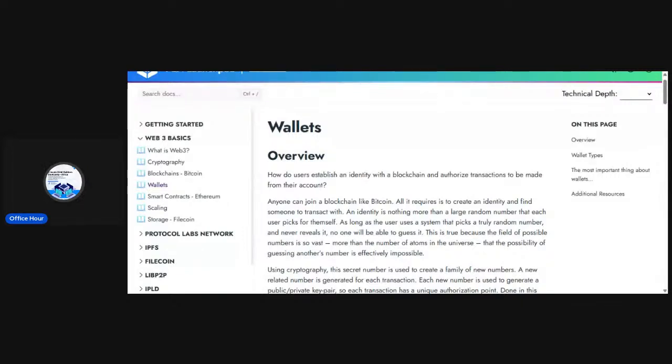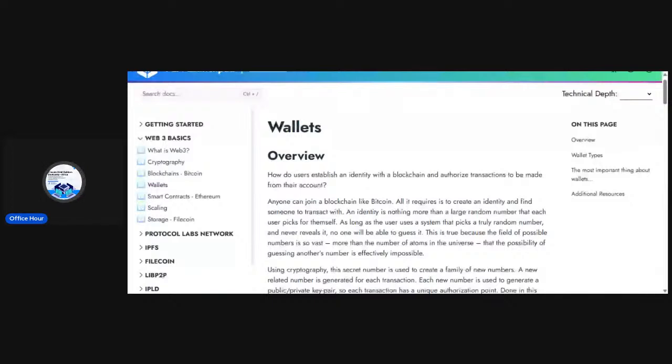So how do users establish an identity with a blockchain and authorize transactions to be made from their account? Anyone can join a blockchain like Bitcoin. All it requires is to create an identity and find someone to transact with. An identity is nothing more than a large random number that each user picks for themselves. As long as the user uses a system that picks a true random number and never reveals it, no one will be able to guess it.